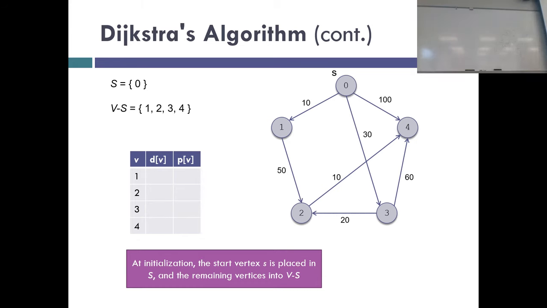Okay, so now let's initialize our data set. From node S's perspective, essentially, what distances do I know? I know I can get from 0 to 1 at a cost of 10.